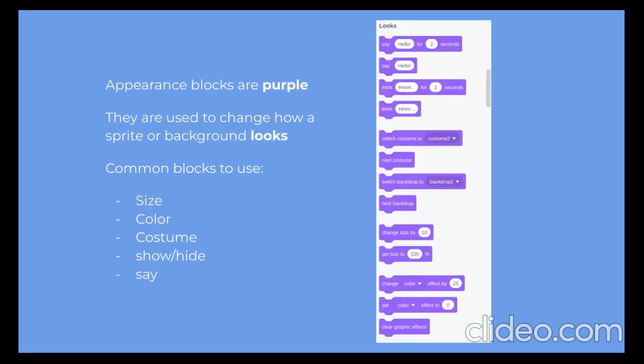The next color right under is purple with the word looks underneath. These blocks are used to change the appearance of sprites and backgrounds. The most commonly used blocks are show or hide, say, size, and color. You can make your character speak or think, change the size of them, change their appearance, color, or make them disappear and reappear. The same goes for backgrounds as well.